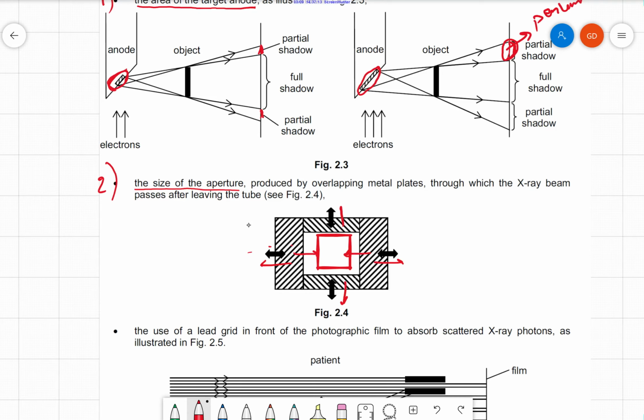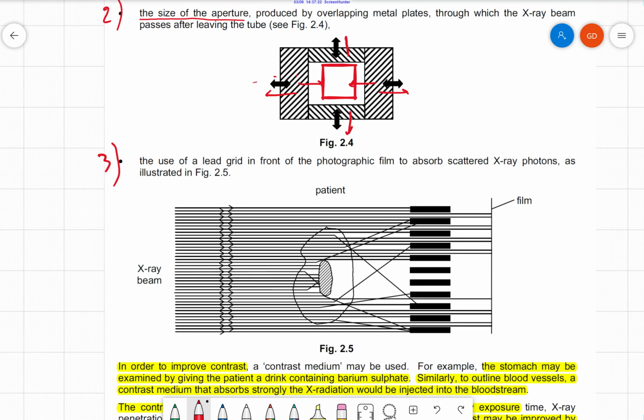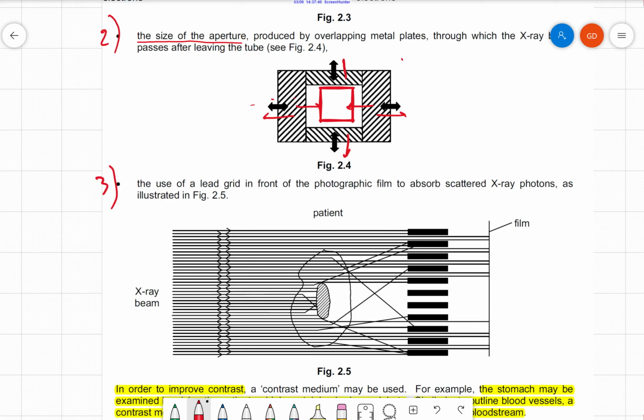Okay. Number 3. You remember what I told you about the soft X-ray or the scattered X-ray. The soft X-ray, we solved its problem. I told you by fitting an aluminum plate at the window here, so that it will absorb the soft X-ray beam. Here another problem arises, which is the problem of the scattered X-rays.